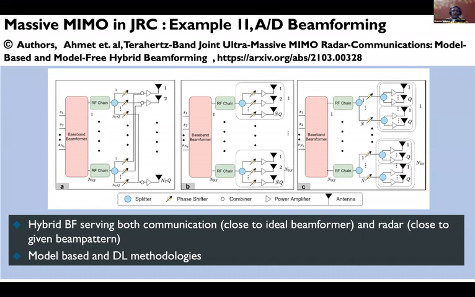And then the paper looks at both model-based and deep learning-based methodologies. I'm not going into the details. The paper is on arXiv, and I think it is also published. But it gives us a sense of what is happening in the literature. So with that, there's much to review, but much more to investigate.